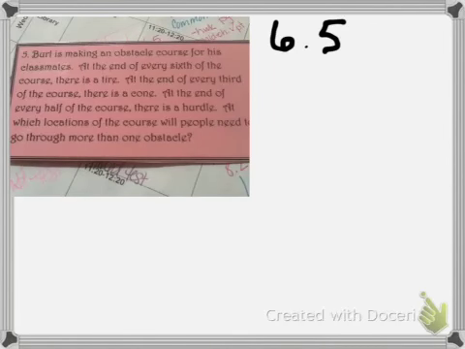Hello, this is Mrs. Russo giving some tips and tricks to 6.5, which is problem solving, finding equivalent fractions. So I've taken a picture of a task card.